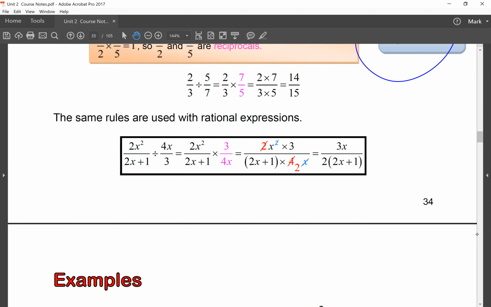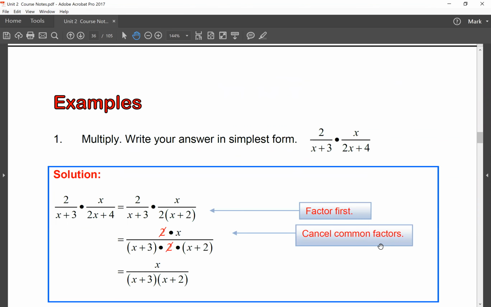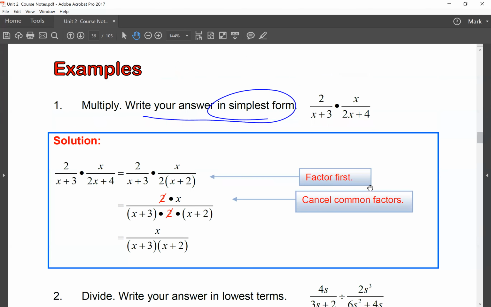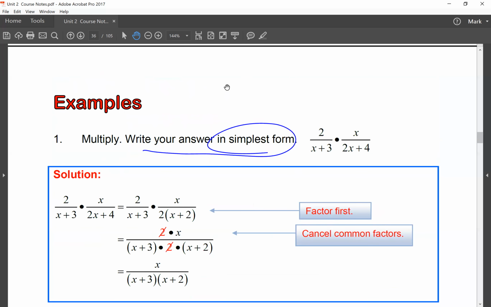Once you multiply or divide a rational expression, don't forget to try and simplify it. This is where students will lose a lot of marks, is they won't write the answer in simplest form. So multiply. Look at it. I'll do example number 1 and 2, and then that's it for today, guys. I know some of you guys might have class or something.